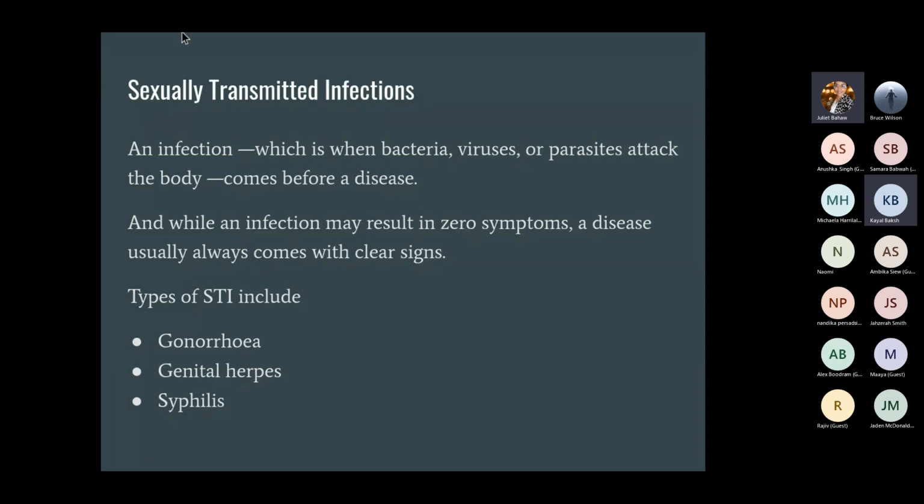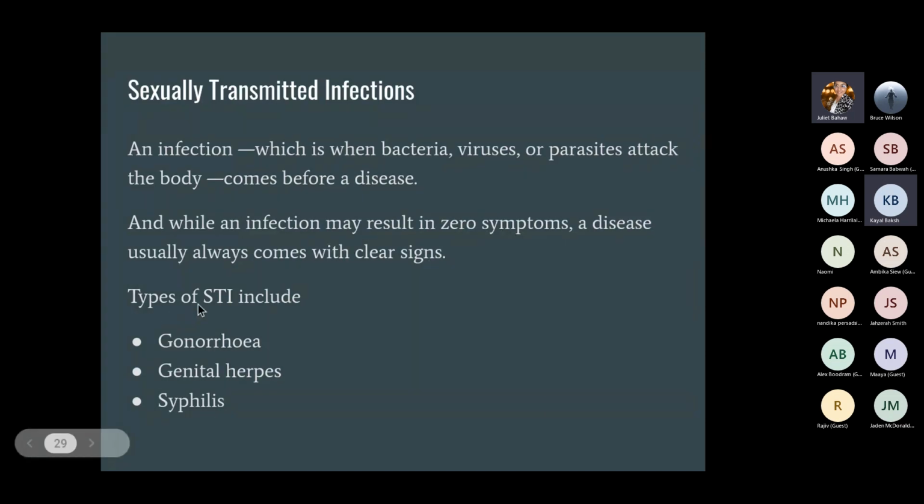All right, so an infection is when a bacteria, virus, or parasite attacks the body before it becomes a disease. So it comes before a disease, in other words. It starts off as an infection and then it turns into a disease. But once you are able to identify you have an STI, you could stop it from becoming a disease. While an infection may result in zero symptoms, a disease usually comes with clear signs. When it becomes a disease, that's when you start to get the signs and symptoms. Infections tend to result in zero symptoms.